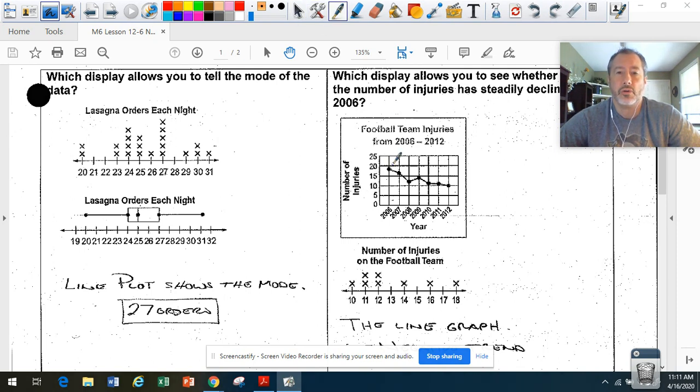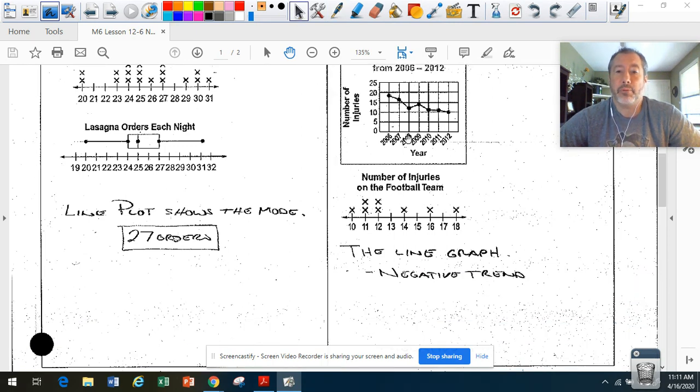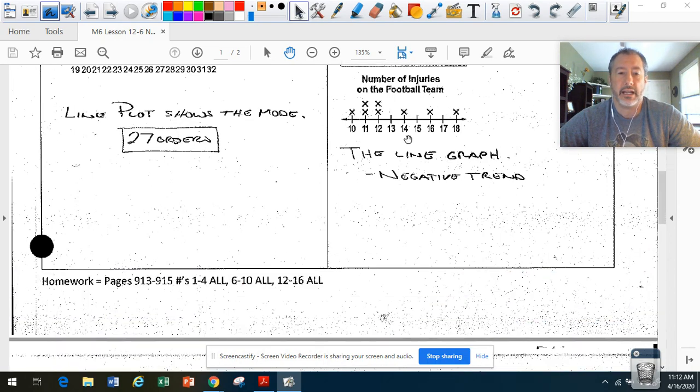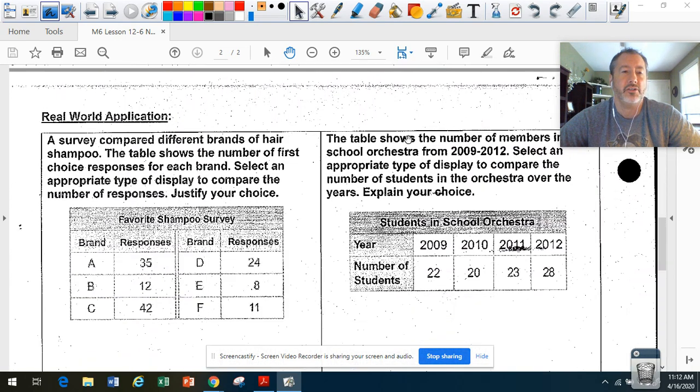Since we're dealing with a period of time, we definitely want to use this line graph here. And you can see it sort of has a negative trend. It's going on a downward trend here. So what we would say with this one is, hey, the line graph works best, and it's a negative type of trend. Very good. Okay, next page. Not very long today, so that's good.